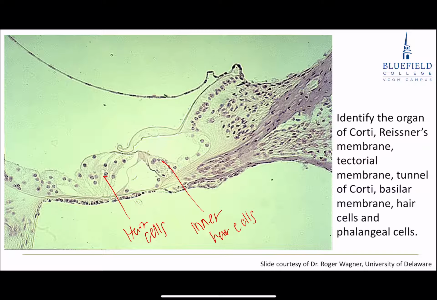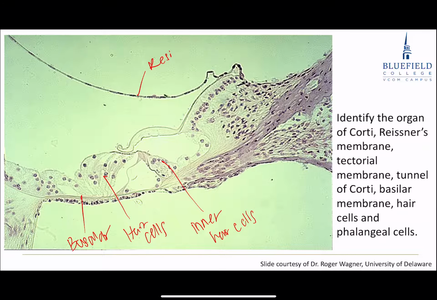Basilar membrane, Reisner's membrane. I'm not able to see it, but my stria vascularis would be off to the left. My spiral ganglion would be over here to the right. Can't see them, and I'm not going to ask you that, but it gives you the orientation of where you'd be looking for these things.